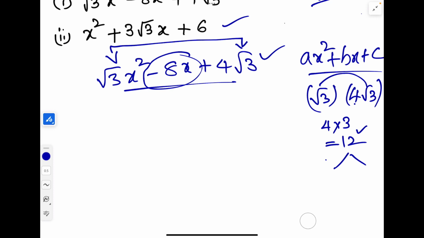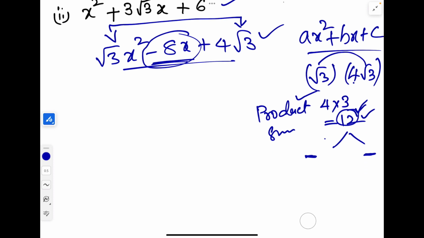Now observe here children, whenever the middle term is negative and the product is positive, then both should be negative, because we have to see product as well as sum, right? That means minus into minus will give me plus. That means this product which we got is positive. And whenever you add two negative numbers, you will be getting a negative answer, right? So both should be negative.